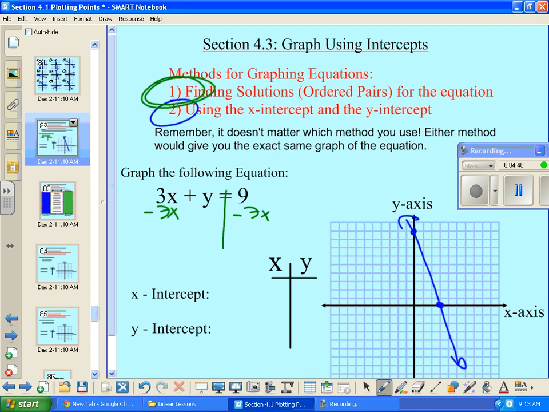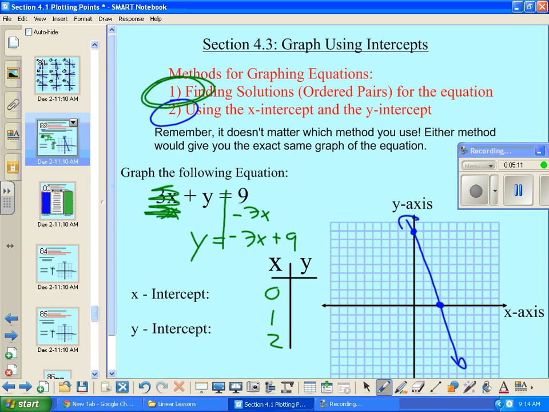I'd have to subtract 3x from both sides to make this happen. So I subtract 3x, which gets rid of it from the left side. Now y is all by itself. On the right side, I have negative 3x plus 9. So now this equation is set up well for the ordered pairs method. If I put in numbers like 0, 1, and 2, you can pick whatever you want, but I usually just pick 0, 1, and 2 because they're easy to plug in.